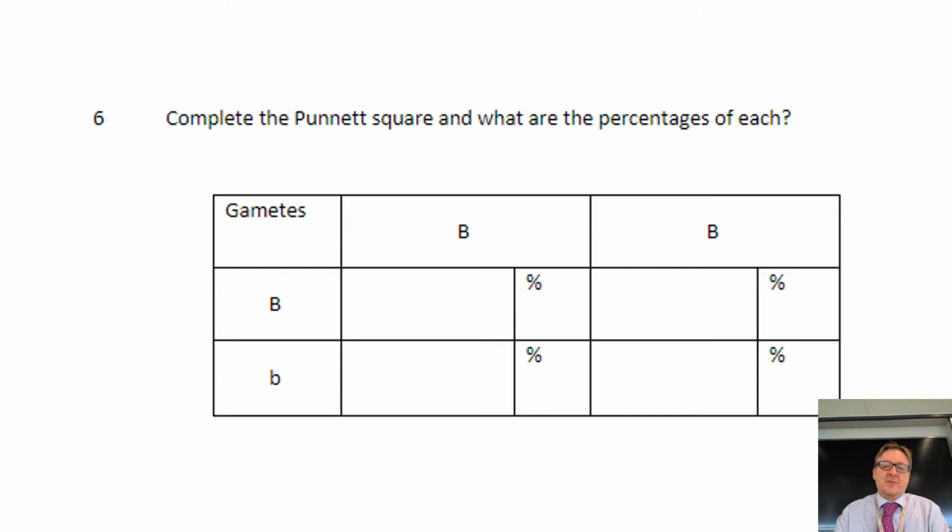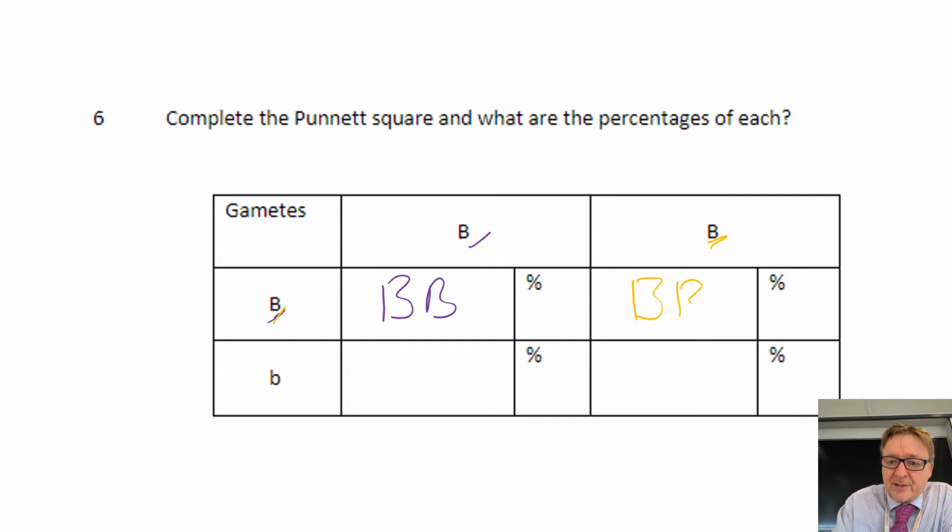Question number 6, complete the Punnett square and what are the percentages of each? Right, so if I've got big B, I'm just going to put big B, because I've got that one and I've got that one. Then I've got big B there and big B there, so I put big B, big B. I've got big B, little b. Oh, should I change my colour? That's exciting. Big B, little b. And then I've got green, I've got big B, little b.